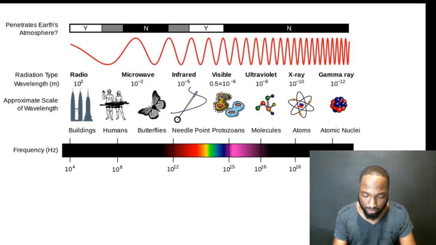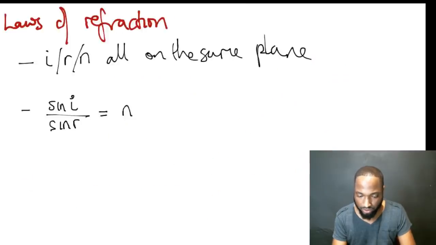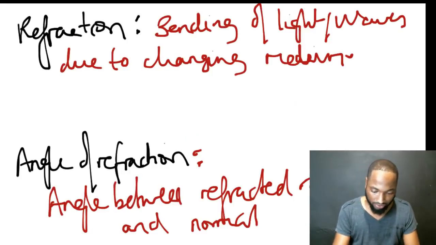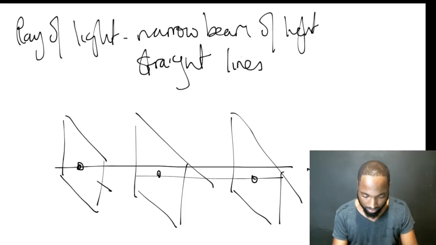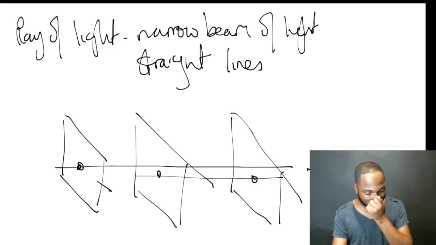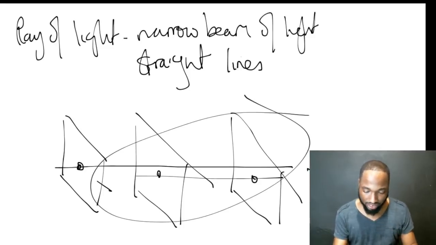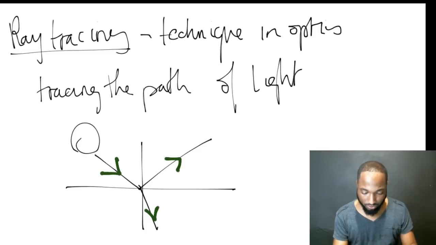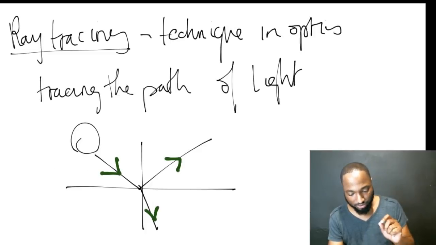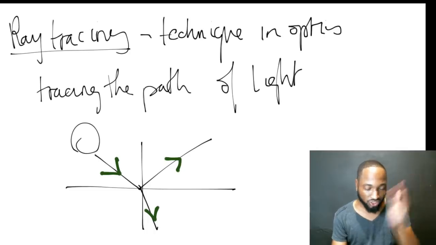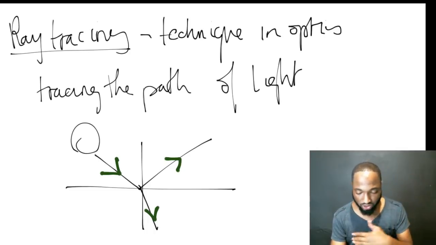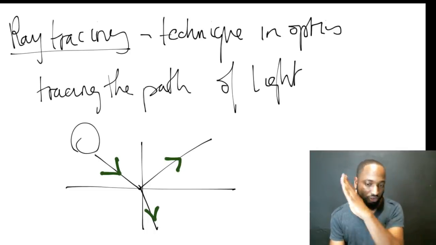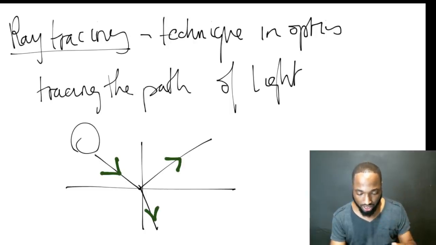Yeah, so we're going to do some past paper questions now. Just a quick recap of all that we have done. Let me see if I can recap this in 2 minutes. We talked about the rays of light, narrow beams of light. This is the proof that light travels in a straight line. Ray tracing is a technique using optics to trace the path of light, using arrows, using straight lines. And you trace it through reflection and you trace it through refraction.